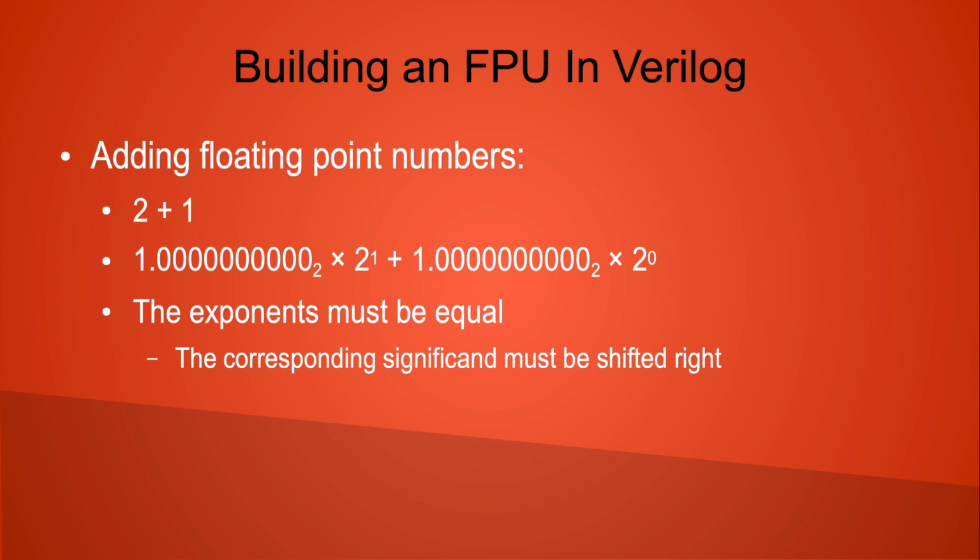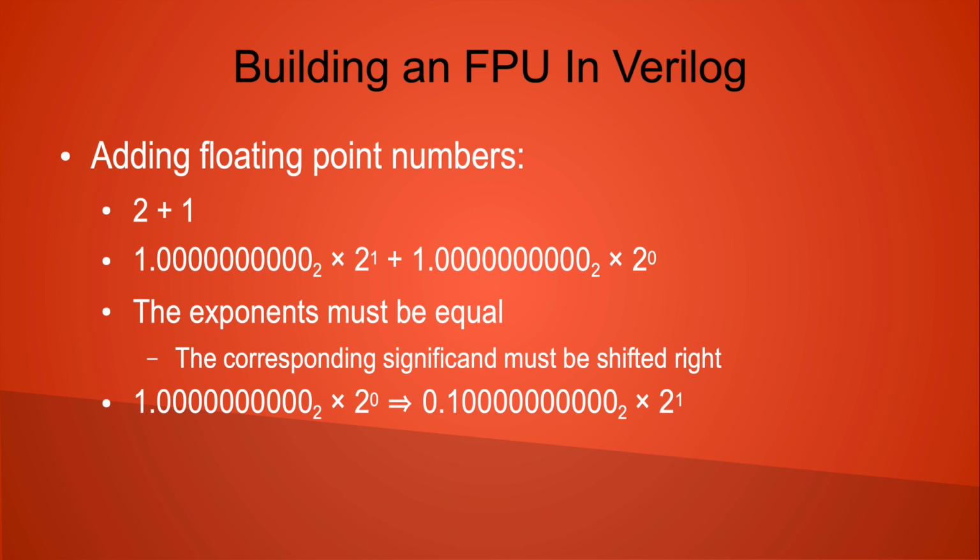We can't yet perform the addition because the exponents for the augend and the addend are different. We need to adjust the exponent of the smaller number so that it matches the exponent of the larger number. That is, we need to increase the exponent 0 to 1. But that's not enough. Because we made the exponent larger, we need to make the mantissa smaller by shifting it one place to the right.